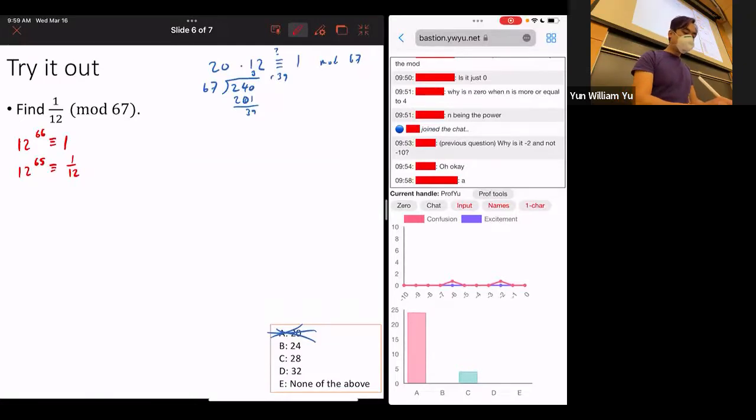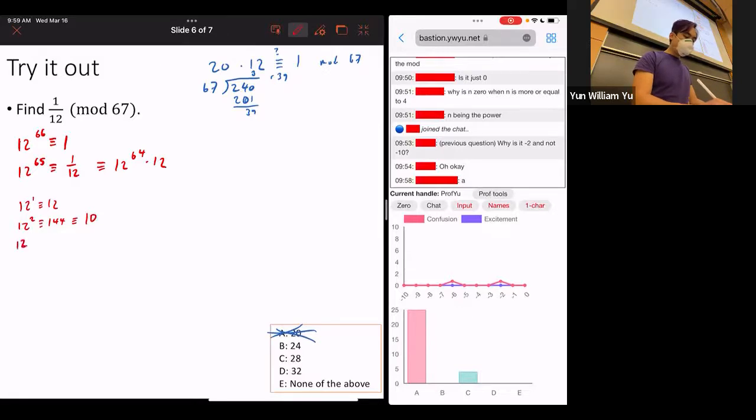Well, and what's 12 to the 65? That's just congruent to 12 to the 64 times 12. And so now what we have to do is we need to find 12 to the 64. So we can do that. 12 to the 1 is congruent to 12. 12 squared is congruent to 144. 144 should be congruent to, well, 67 times 2 is 134, so this is congruent to 10.